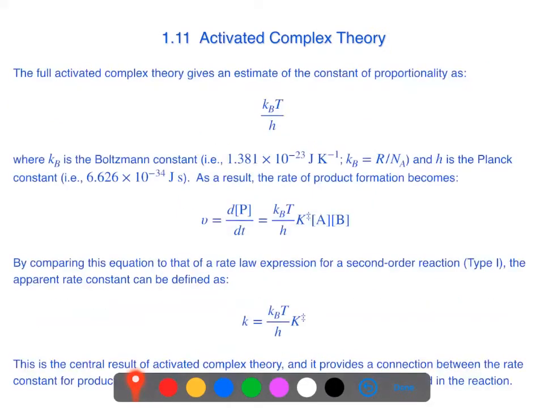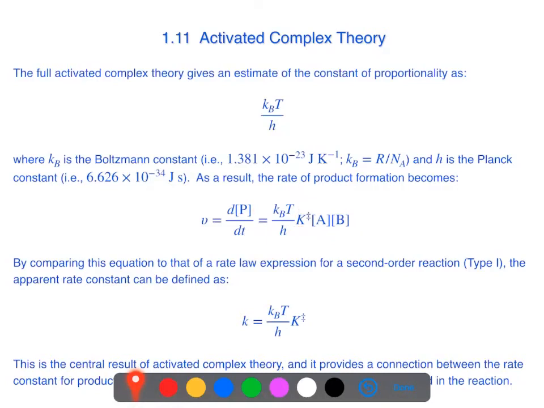Now, the full activated complex theory gives an estimate of the constant of proportionality, and it gives that estimate as the following quotient. We have kBT over h. kB represents the Boltzmann constant, T is temperature, and the italicized h is the Planck constant. As a result, we can now equate the rate of the reaction to this proportionality constant multiplied by the equilibrium constant for the activated complex with reactants and the initial concentrations of A and B.